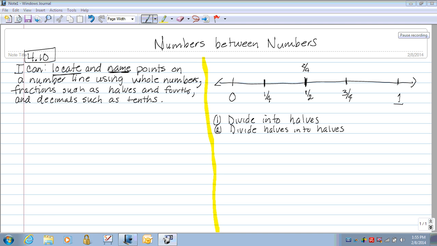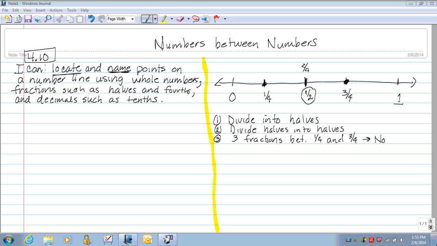I would then ask you, does this number line show 3 fractions between 1/4 and 3/4? So there's my question. Are there 3 fractions between 1/4 and 3/4? And the answer is no. There's only one fraction so far, and that is 1/2. Right here. Here's 1/4, here's 3/4, and there's only one fraction.